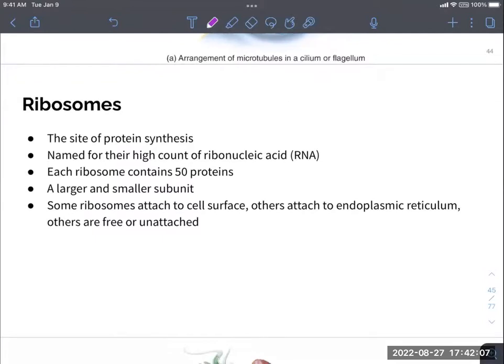We have ribosomes within all of our cells. Ribosomes are where proteins are made. They're named because they have a high count of ribonucleic acids in them. Each ribosome is about 50 proteins. A large unit and a small unit come together to form ribosomes. Once ribosomes are created, some attach to the cell surface, others attach to the endoplasmic reticulum, and others are free or unattached to anything within the cell.